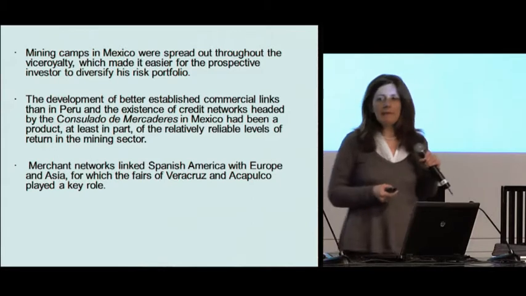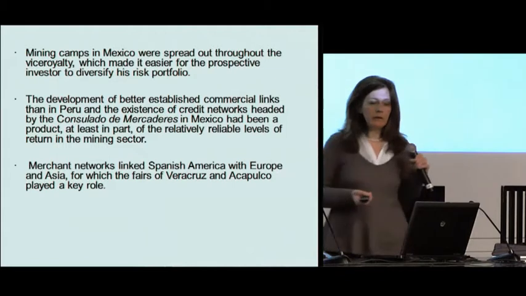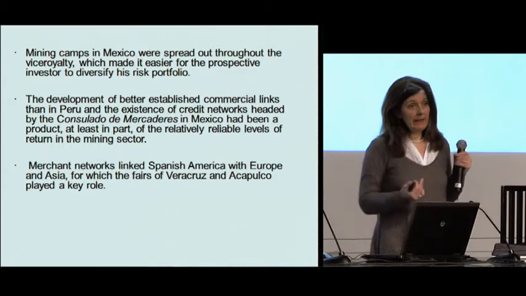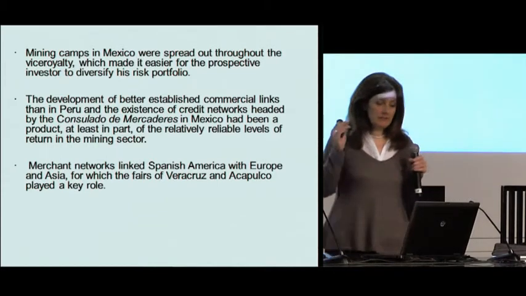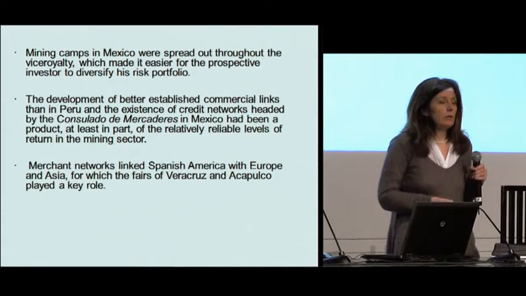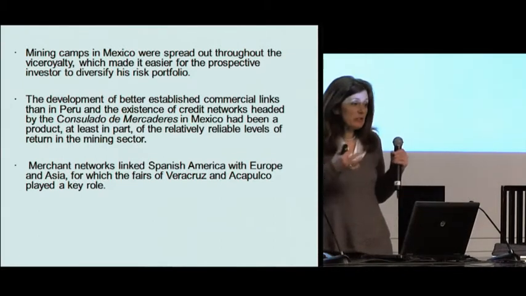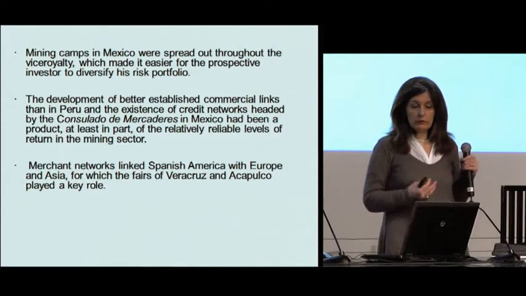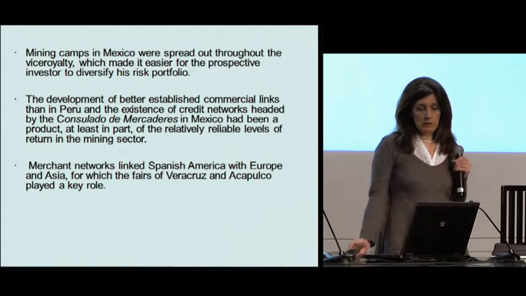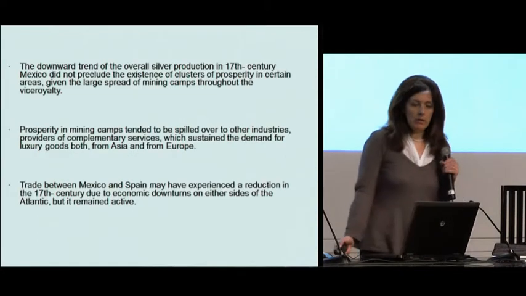Now we have then the aspect of trade, right? We have these merchant networks that linked Spanish America with Asia through Mexico. We still have the fairs of Veracruz and the fairs of Acapulco that were taking place throughout the 17th century, right? And this merchant activity may have also contributed to a more stable environment in the mining industry in Mexico, as compared to Peru.